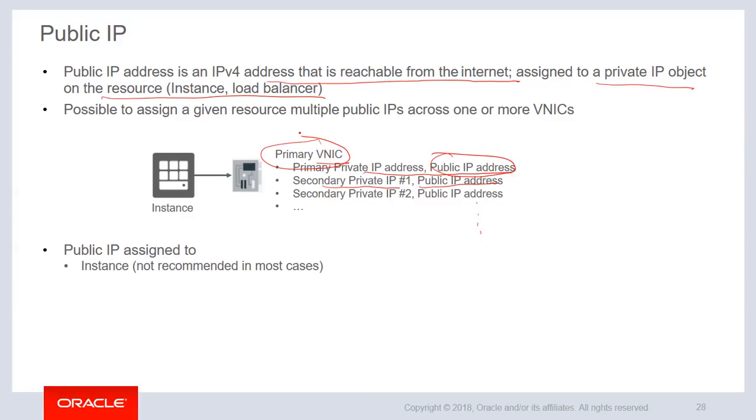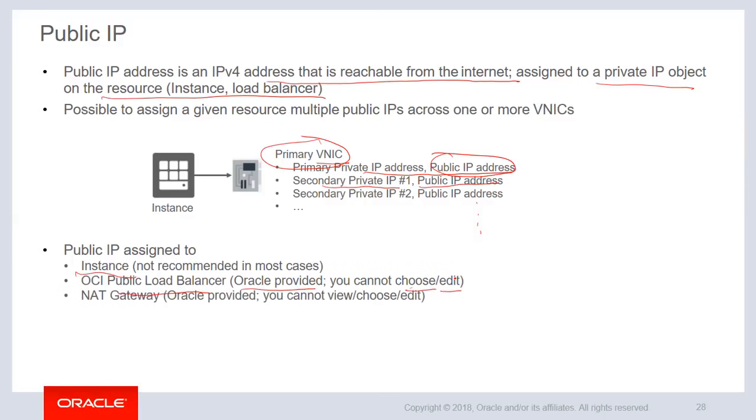Now, which are the resources which get a public IP address? A public IP address can be assigned to an instance. These are precious resources, so it's not recommended in most cases to assign public IP addresses to an instance. OCI public load balancer gets a public IP address. It's Oracle provided. You cannot choose or edit this public IP. We give it to you and you have to use that public IP address. The NAT gateway, because it's going and communicating outside, also gets a public IP. It's Oracle provided. You cannot view, choose, or edit. We don't provide you that public IP value.